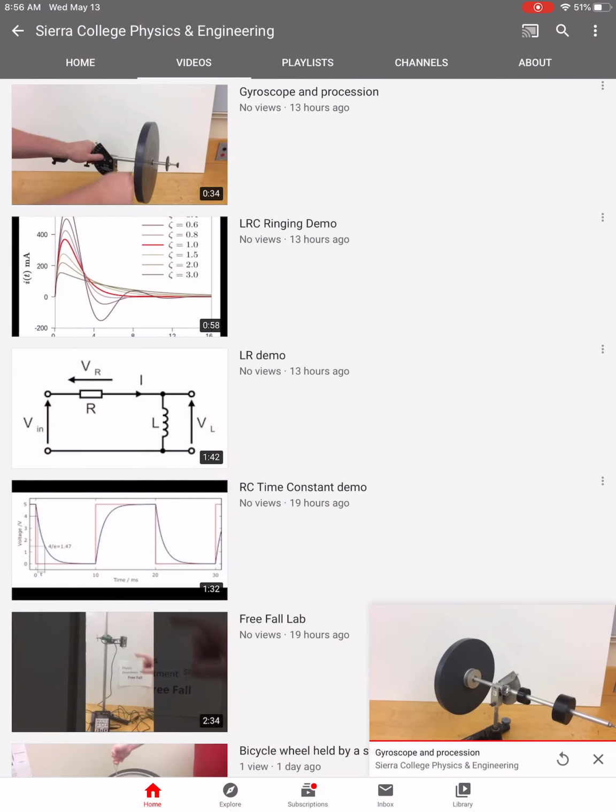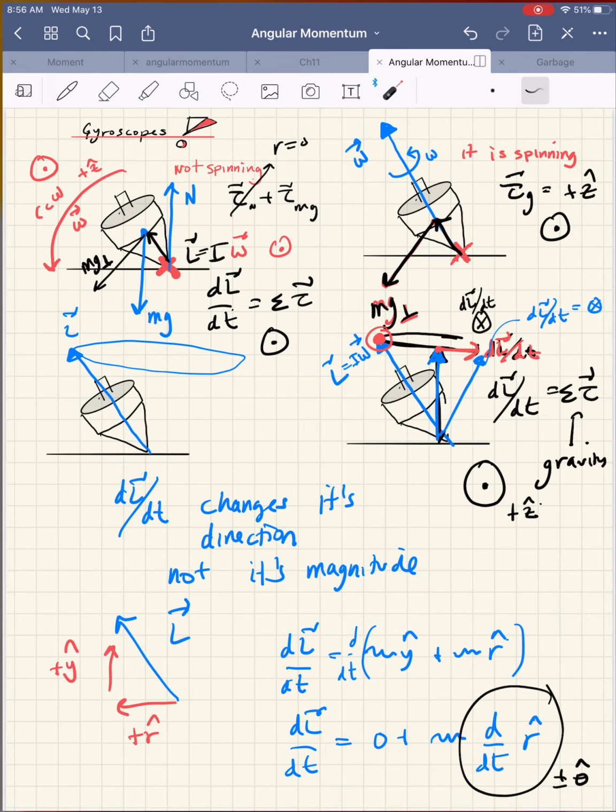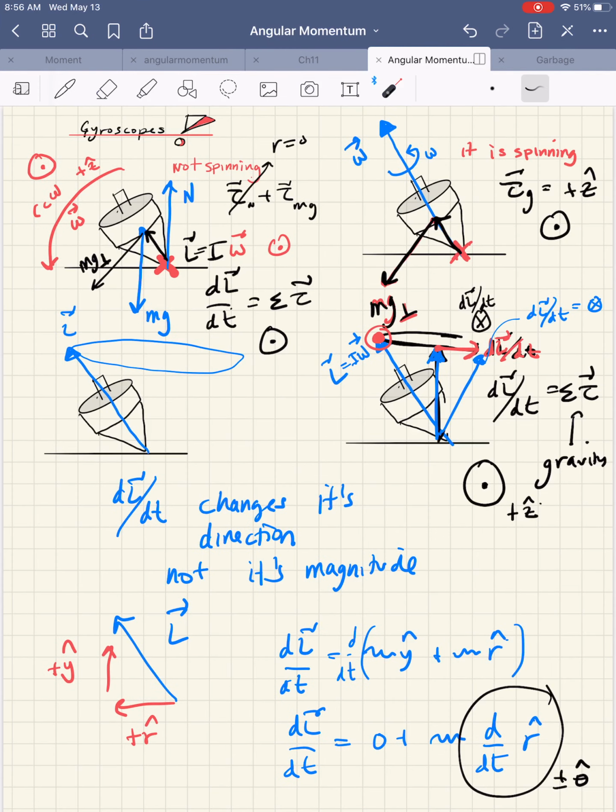Okay, so I did just want to talk about gyroscopes really quickly. It's a really cool effect of angular momentum, and I guess that's it for chapter 11. I guess that's it for the class.